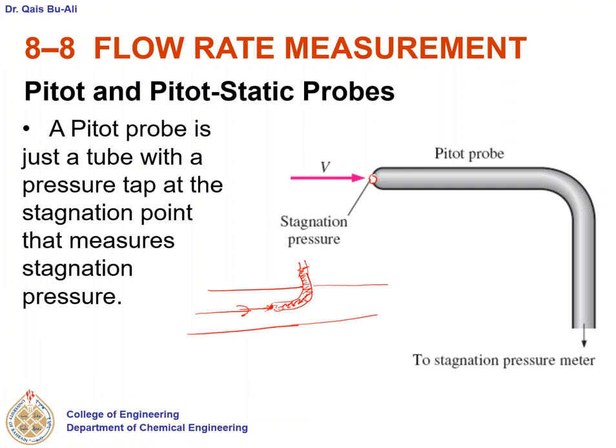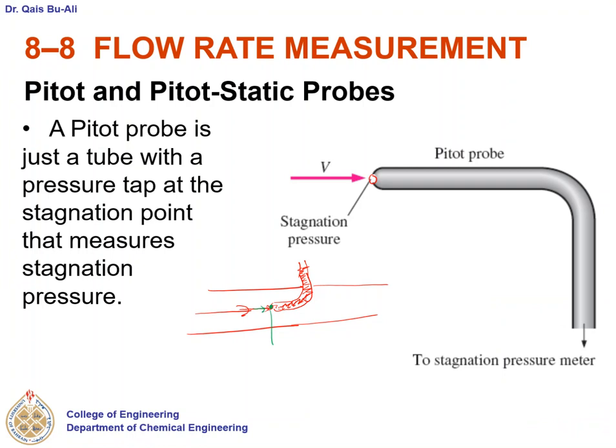Let me just change the color. Let us say this is the green. So the fluid that is coming later cannot go inside because it is full of the previous fluid. So it will stop here. And because the fluid is stopping here, this fluid is called stagnant.